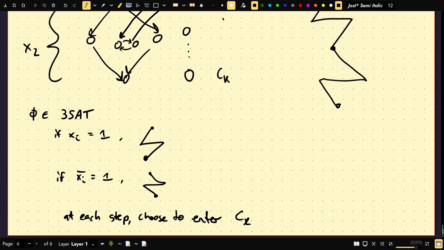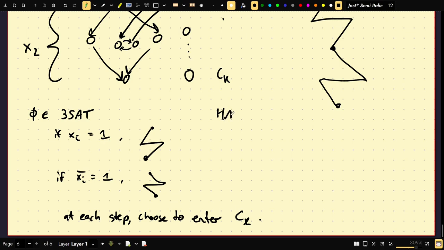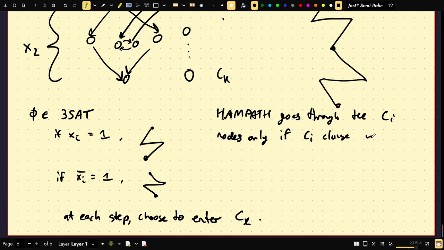So if phi is satisfiable, then we can obviously get all these through the diagonal, but then XI is in C1 means that we have a path into the state C1. So recall, it's a Hamiltonian path, so that implies every clause is satisfied, every node is visited. Every node here is obviously visited, but these nodes are only entered through the Hamiltonian path if phi was satisfiable. This way the ham path goes through the CI nodes only if the CI clause was satisfied.